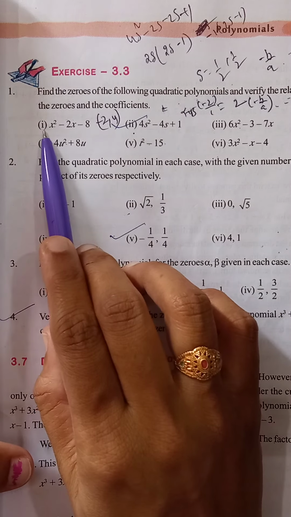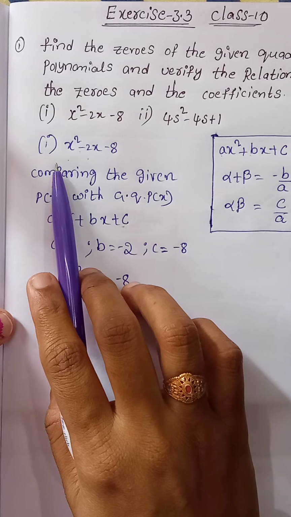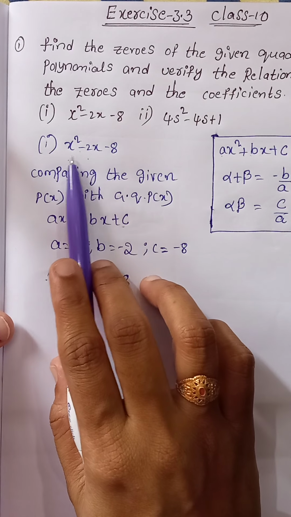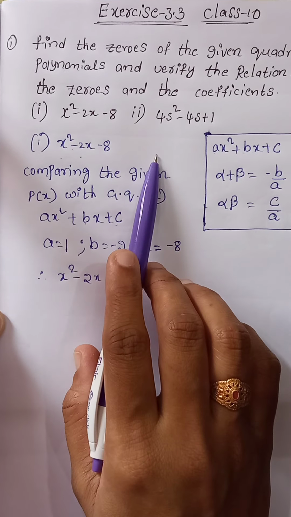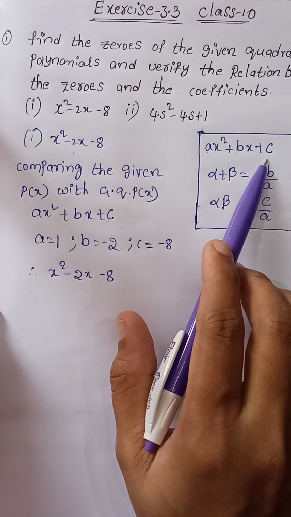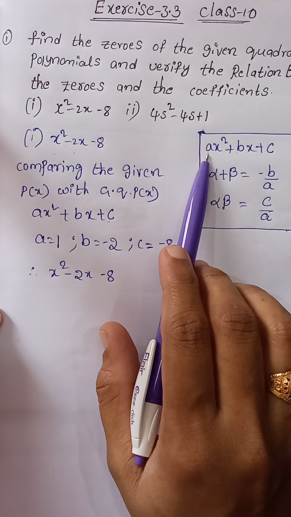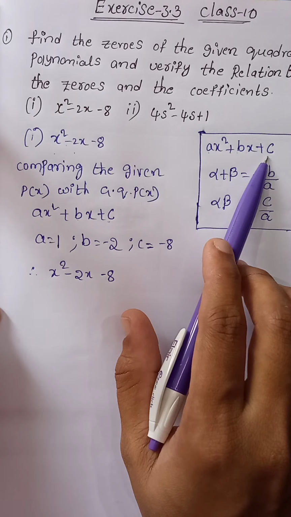Now move on to the first problem, that is x square minus 2x minus 8. It is in the form of a quadratic polynomial. What is the general form of a quadratic polynomial? ax square plus bx plus c. Here a is the coefficient of x square, b is the coefficient of x, and c is the constant.